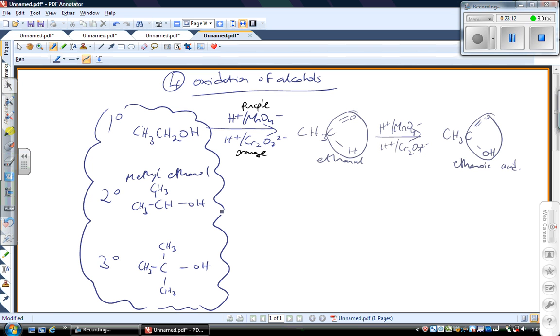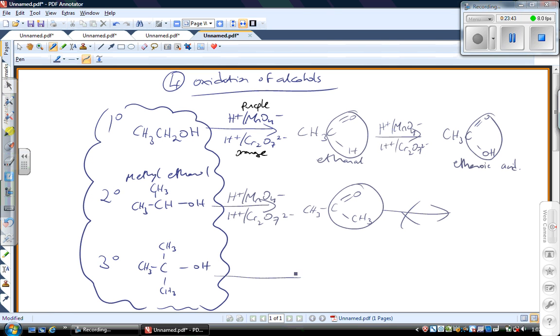With a secondary alcohol, you can only oxidize it as far as forming a ketone. So using the same oxidants, either acidified permanganate or acidified dichromate, you will form the ketone equivalent, which is going to look like this. And that's the ketone group right there. So that's as far, there's no further oxidation of a secondary alcohol beyond the ketone. And then with a tertiary alcohol, there's no reaction at all. So that's a good way to distinguish between the 3 types of alcohols as well.